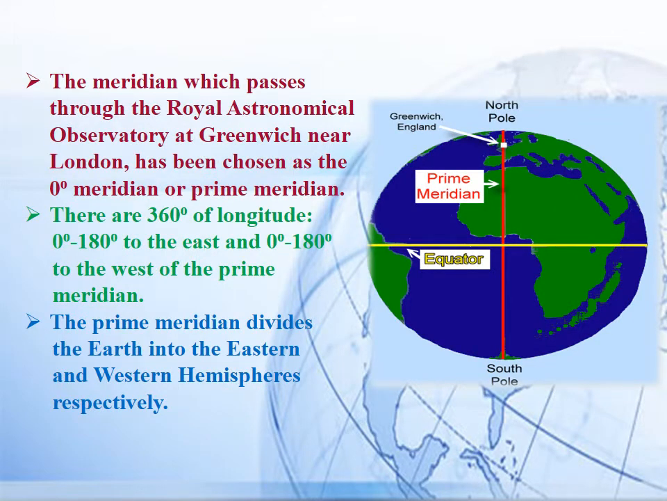The meridian which passes through the Royal Astronomical Observatory at Greenwich near London has been chosen as the 0 degree meridian, or prime meridian. There are 360 degrees of longitude, that is 0 to 180 degrees to the east and 0 to 180 degrees to the west of the prime meridian. The prime meridian divides the earth into the eastern and western hemispheres respectively.